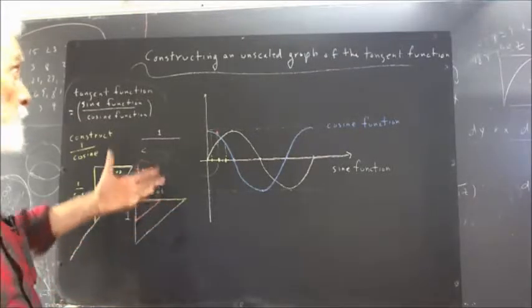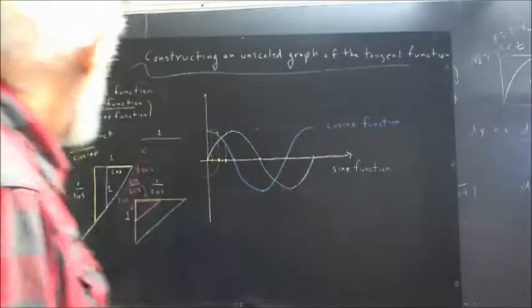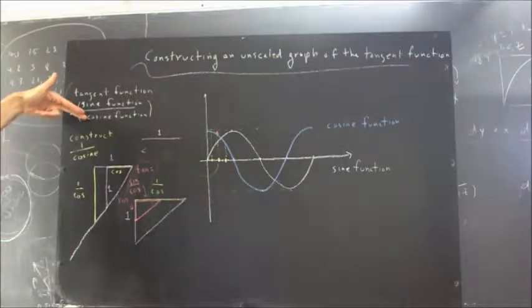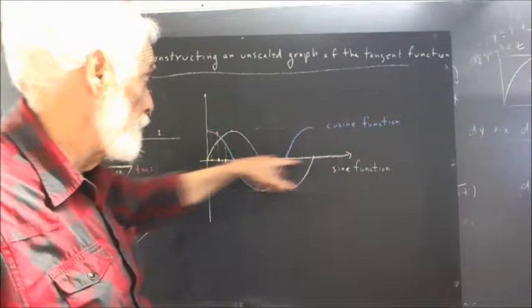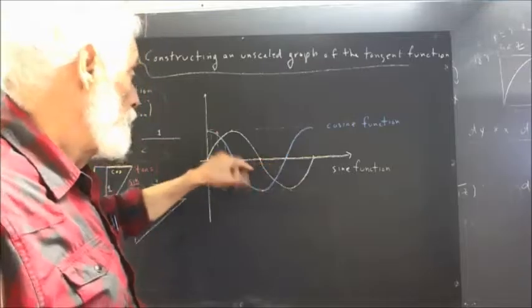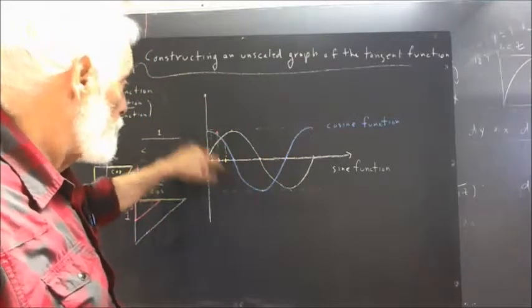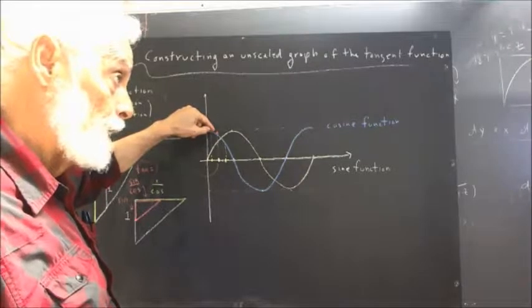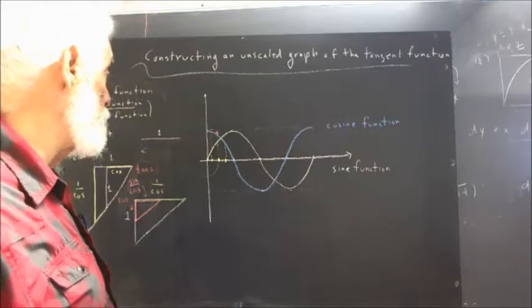Brief summary. We're constructing an unscaled graph of the tangent function. The tangent function is the sine function divided by the cosine function, meaning for any position along the horizontal axis here, the value of the tangent function is the value of the sine function divided by the value of the cosine function.